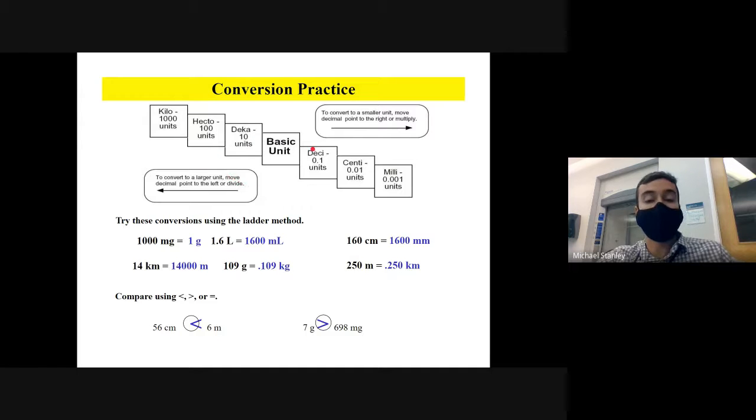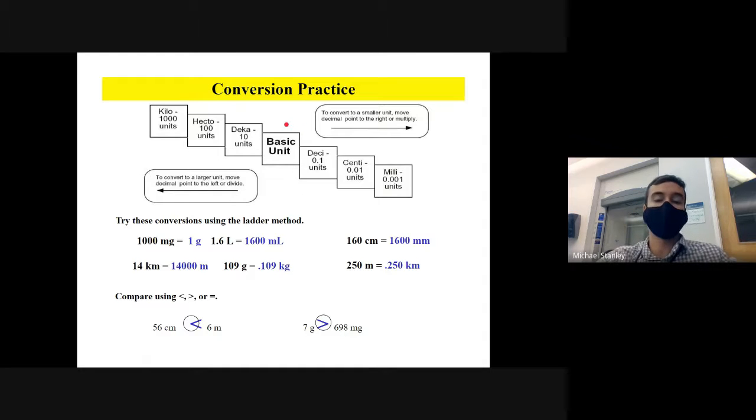All right, I'm going to do one more for you guys on my own, and then we're going to do a couple examples together to really make sure that everybody's got it down. So let's look at this last one here. This is telling me that 250 meters is equal to 0.250 kilometers.